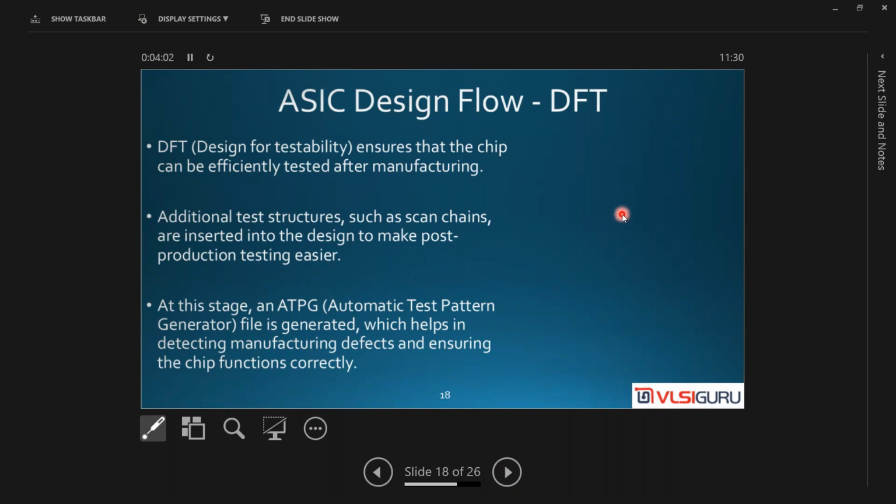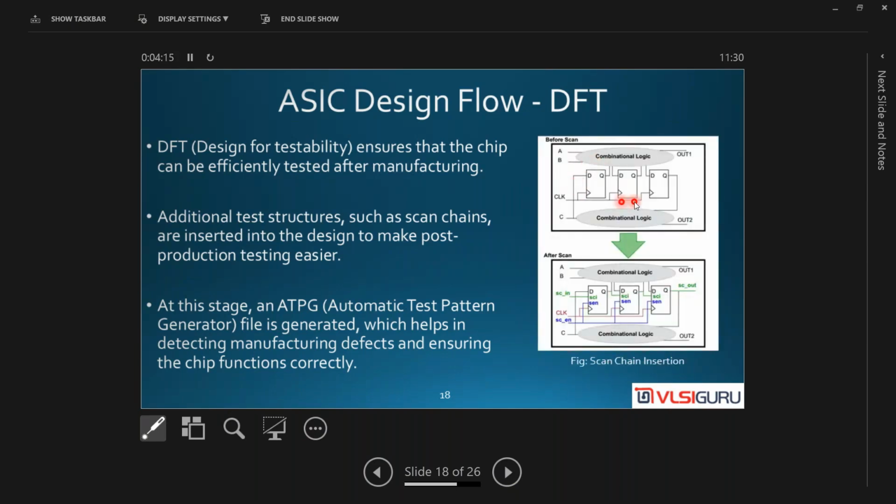If there is some testing we want to do, even after the tape out, we need to add certain files. That is called DFT, design for testability, correct? So that is happening. Earlier, the design looked like this.